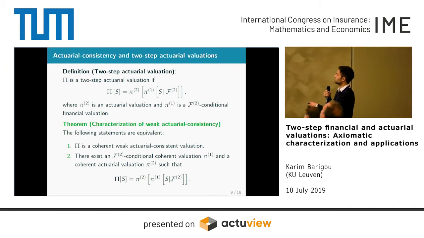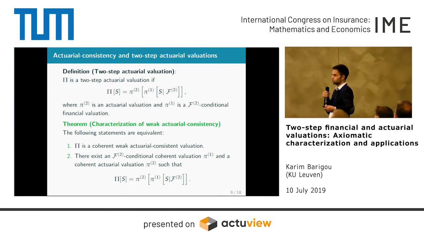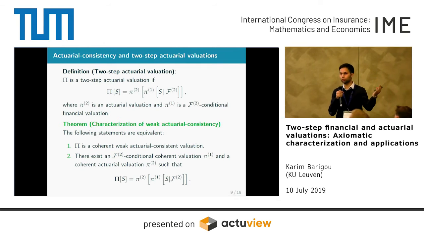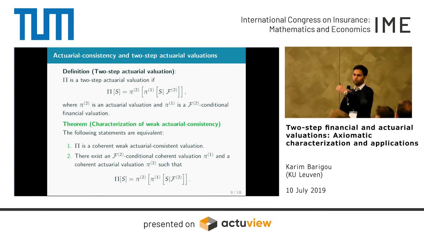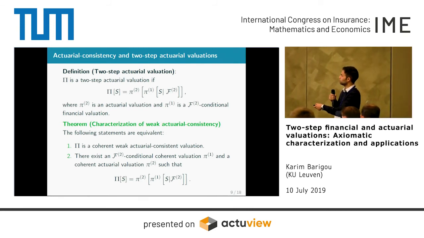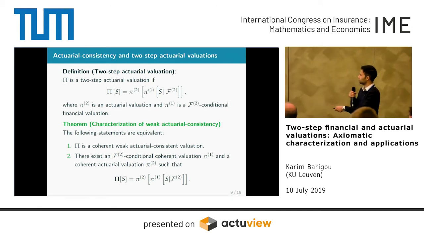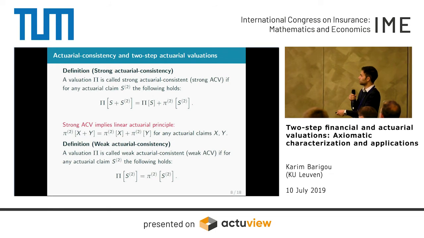We can then define a two-step actuarial valuation. The idea is that you start from a claim S, you condition on your actuarial filtration. What we mean by conditioning on the actuarial filtration is that, for instance, you would simulate different paths of mortality, and for each path of mortality, you look at the financial price for each scenario. Once you have this, you can then apply pi 2, so an actuarial valuation. We'll come to examples just after. Following exactly the same proof as the other one, you have a characterization of weak actuarial consistent valuation in terms of this two-step operator. So if you apply this two-step operator, you would find a valuation that is weak actuarial consistent.